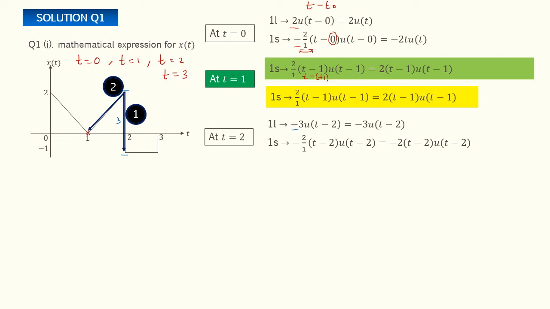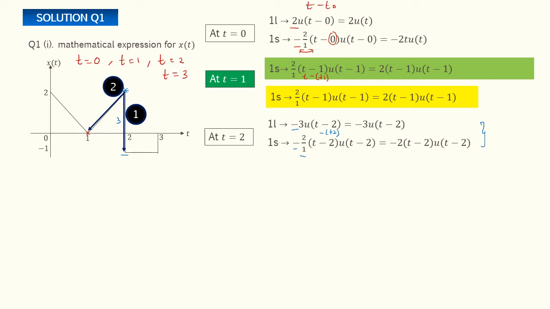Okay, move on to the next slope, another slope connected at t equal to 2. It's pointing downward, so it's negative. The gradient is y over x, and then (t minus t naught), where the line begins, at positive 2. So the equation becomes minus (t minus 2) u(t minus 2). So these are the two equations at t equal to 2.